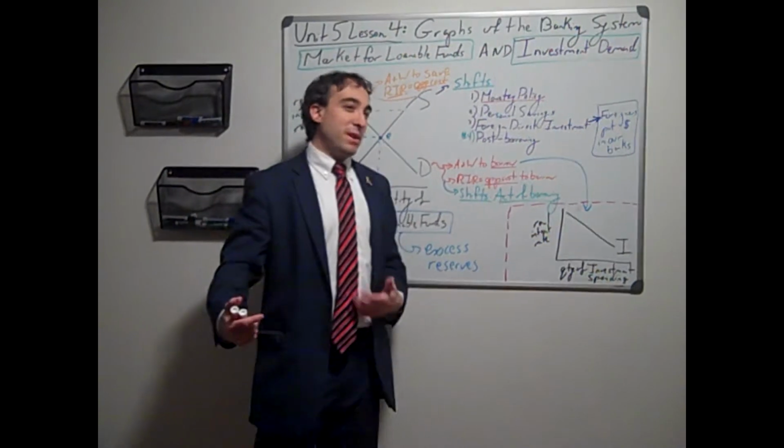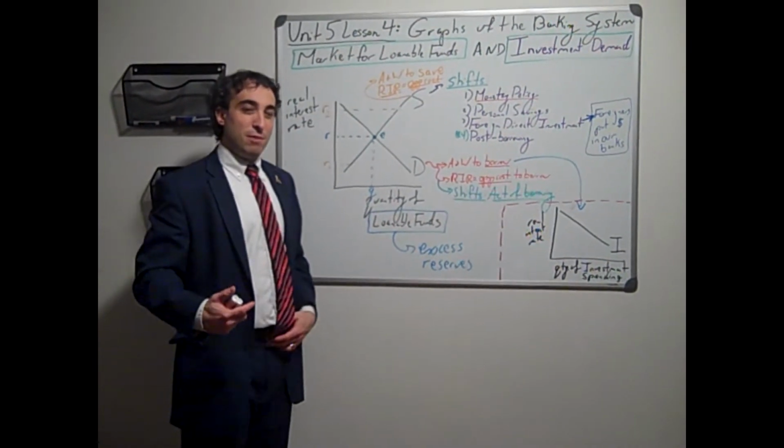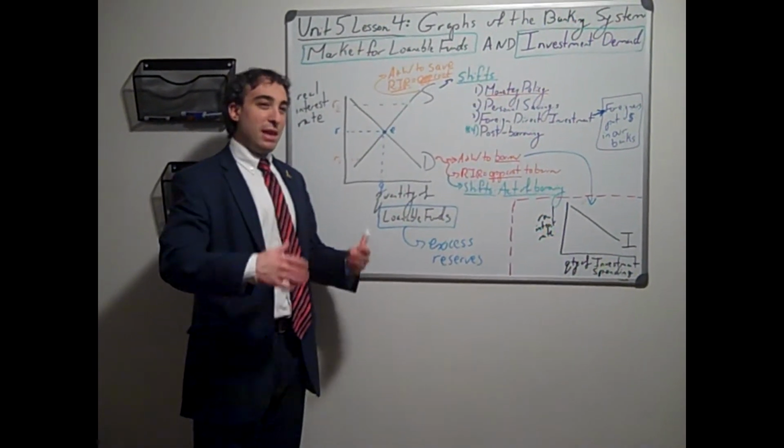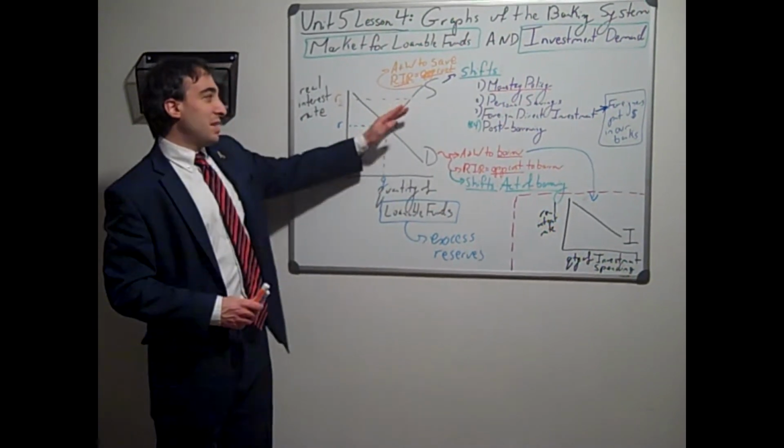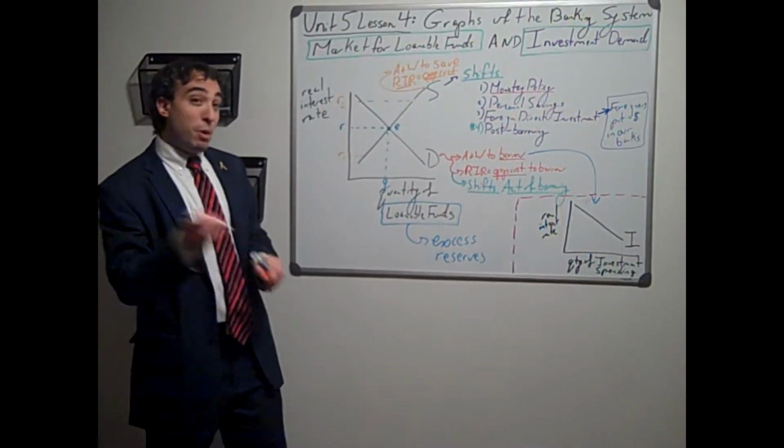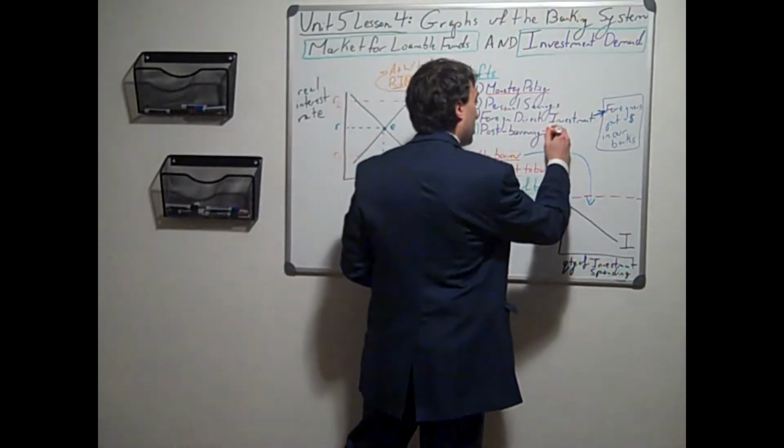post-borrowing, the after effects of borrowing. If all of a sudden there was massive borrowing in the banking system, this would be a shift to the left of the supply curve. So post-borrowing is always a shift left.